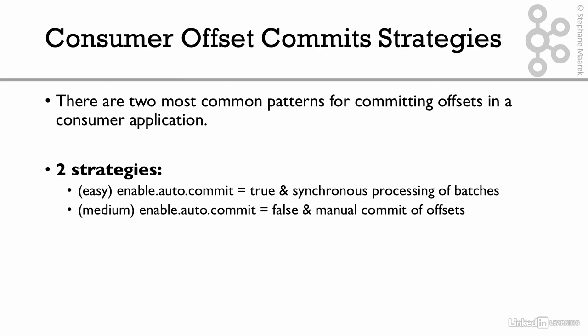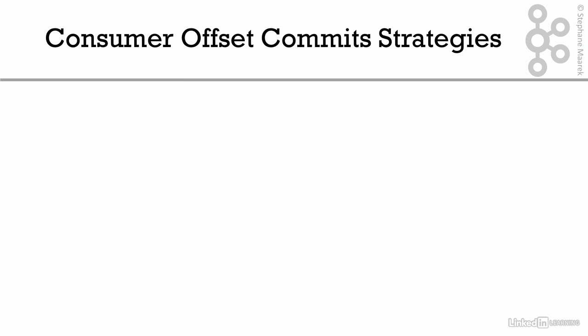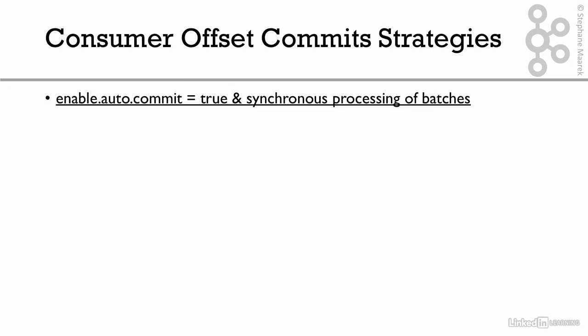This one has an advantage. I'll show you which one it is if you need it. So let's dive into each of these strategies. The first one, as I said, is enable autocommit equals true, which is the default, and synchronous processing of batches.